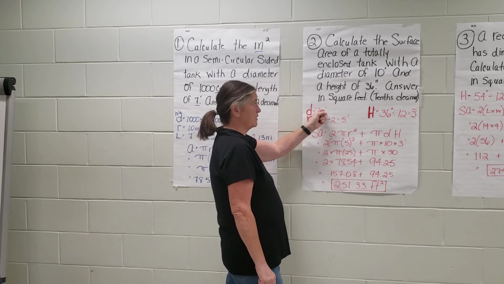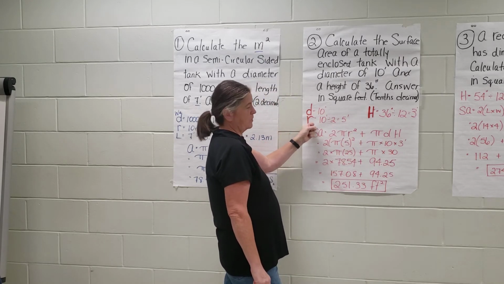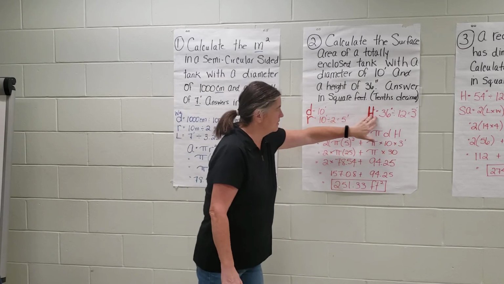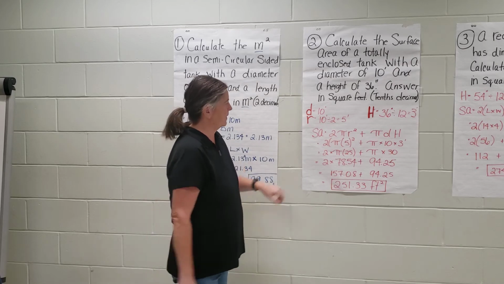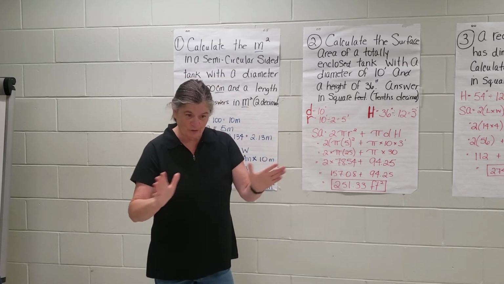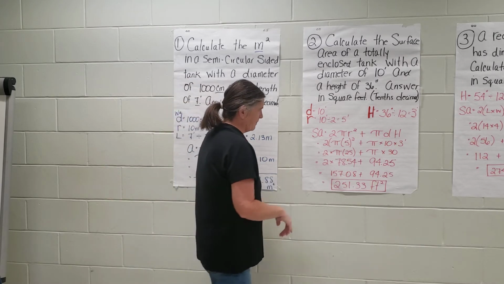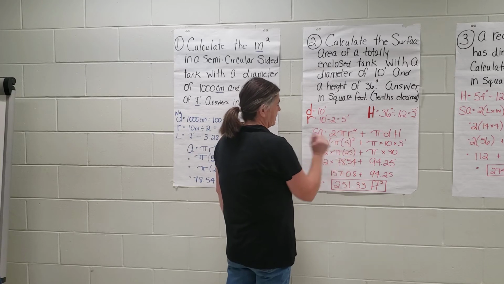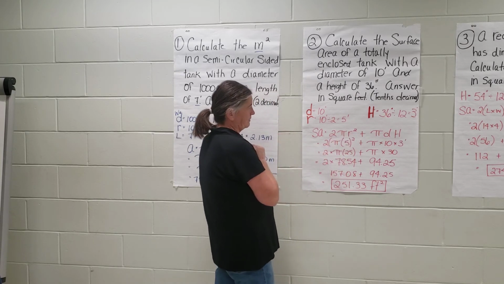If our diameter is 10 feet, what's our radius going to be? Divided by 2, our radius is 5. Right? Now we've got all our numbers written down, ready to go. This formula does look long and confusing, but again, you just follow the formula one step at a time. So 2 times pi times radius. Write that number down. Right?